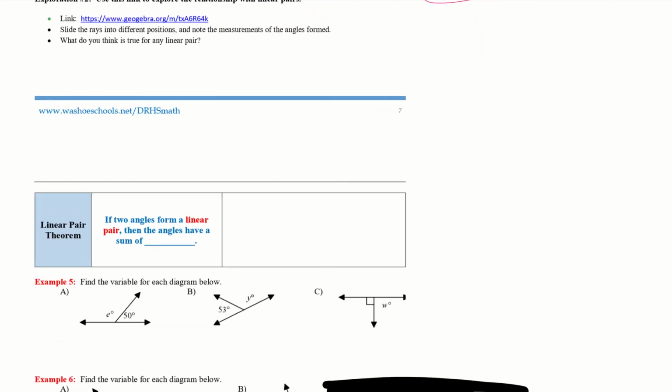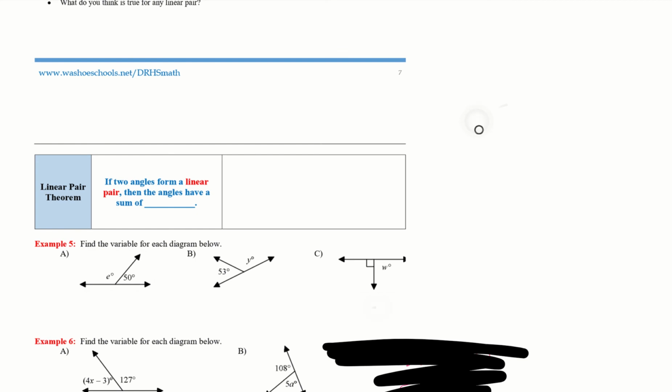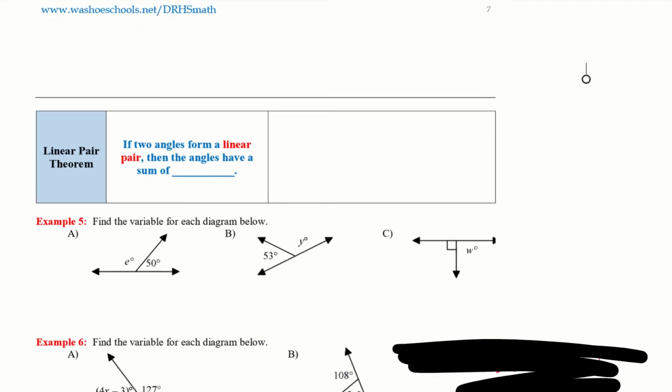Alright, linear pair theorem. If two angles form a linear pair, then the angles have a sum of 180 degrees. So if this is our linear pair, that means angle A plus angle B equals 180 degrees. Add them together, they equal 180.